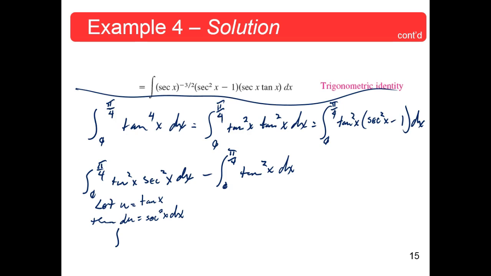Now, which way do you want to go? Let's go ahead and do it now. Change the limits? Yeah, I like that too. If u is tangent x, when x is 0, what is u then? What's tangent of 0?